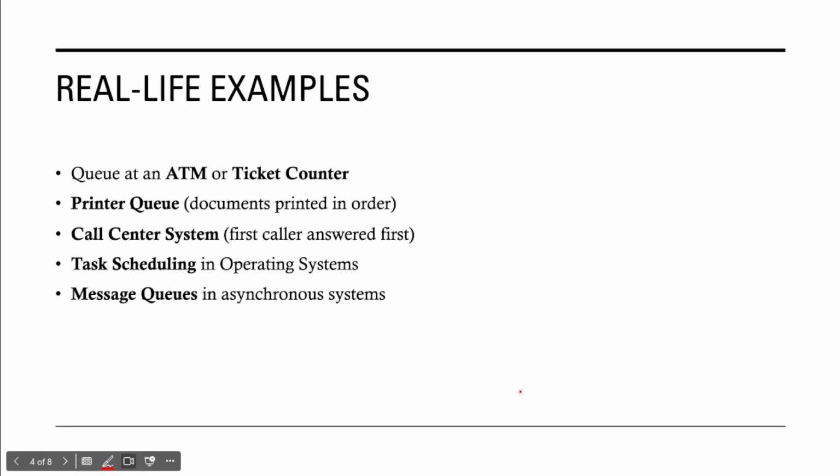Now let's look at some real life examples to make it even clearer. The line at an ATM or ticket counter, first come, first served, the print queue, call center systems, task scheduling in operating systems, and even message queues in asynchronous systems or backend services. As you can see, queues are not just theory, they are used everywhere in real life and in computer systems too, through task scheduling, message queues and many more.